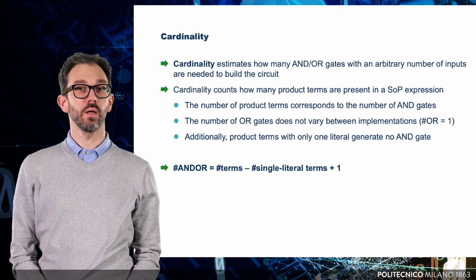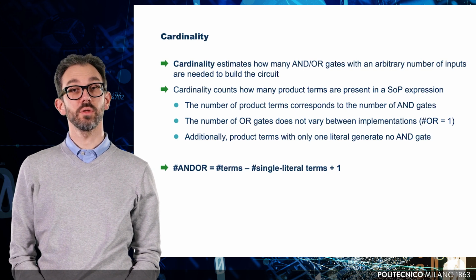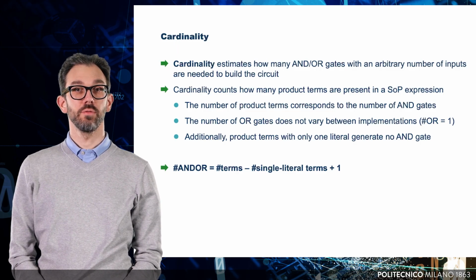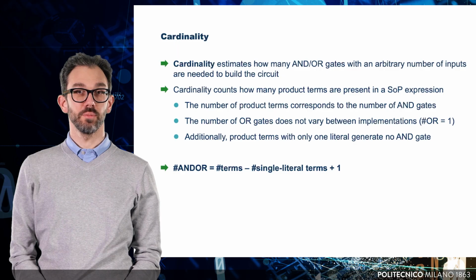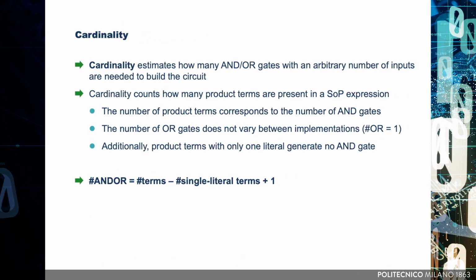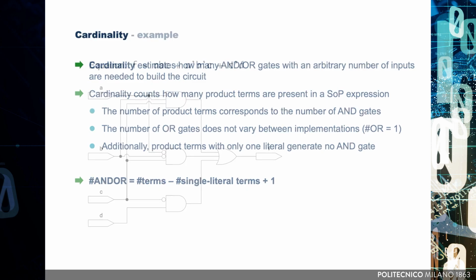If we want to refine our model, we can observe that product terms made up of only one literal do not require an AND gate. Therefore, these can be subtracted from the count of AND gates. In summary, the total number of AND/OR gates, regardless of input size, is equal to the cardinality, that is the number of product terms, minus the number of single-literal product terms, plus 1.